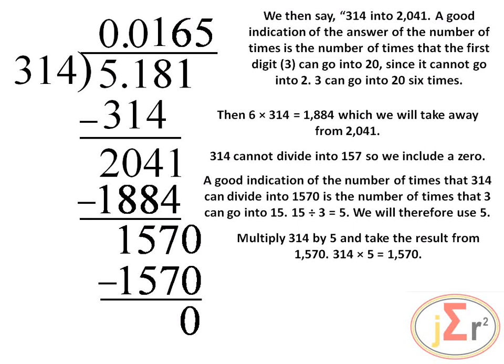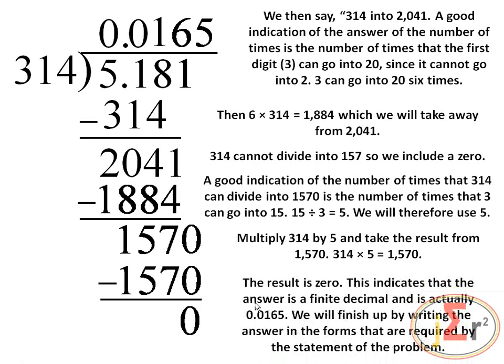The answer is 0.0165. Right there. Nice. The result is 0 when we finish our last subtraction. This indicates that the answer is a finite decimal and is exactly 0.0165. We will finish up by writing the answer in the forms that are required by the statement of the problem.